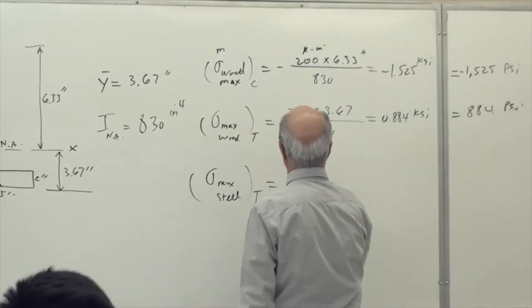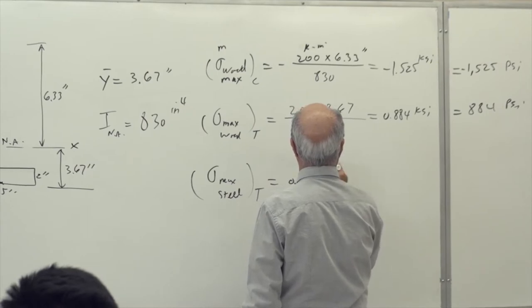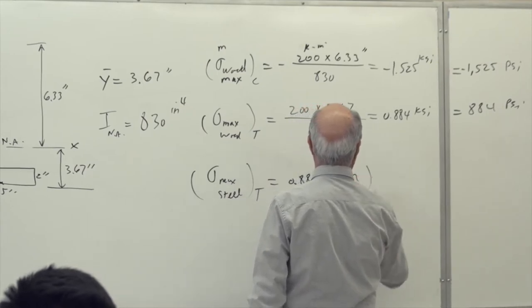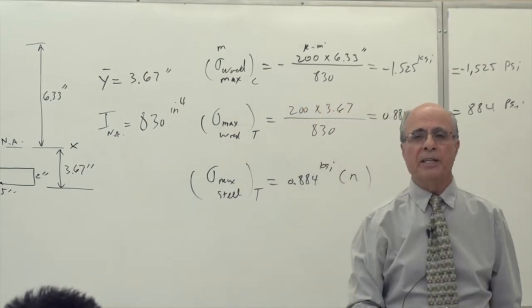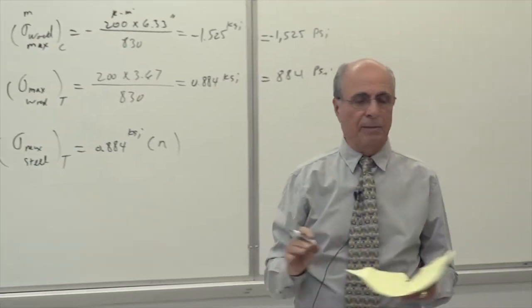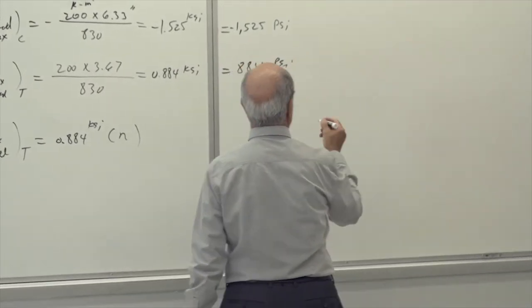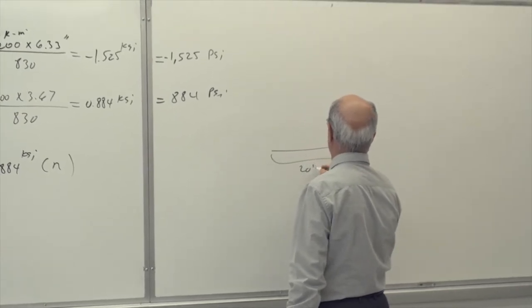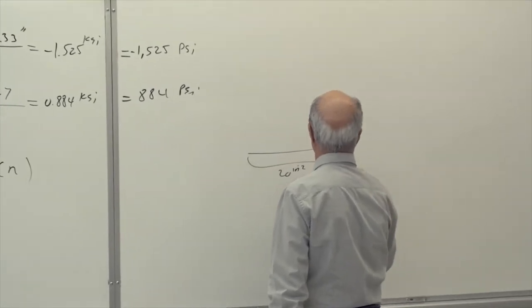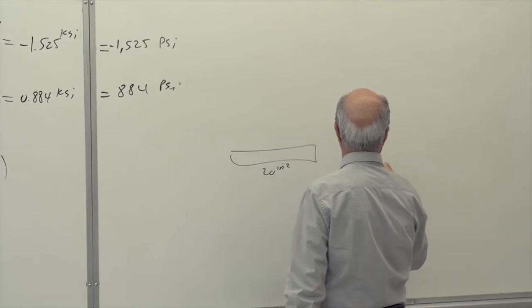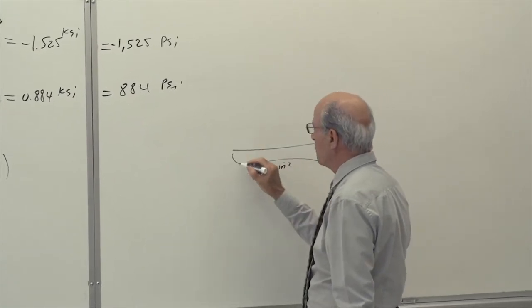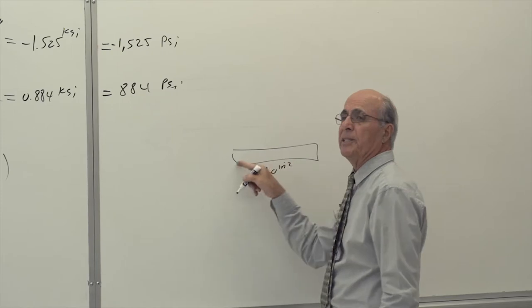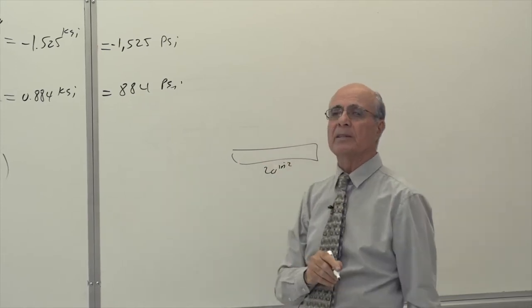So 20 square inches of wood equal 1 square inch of steel, therefore all you have to do, get that point, 0.884 ksi, and multiply it by n. 20 square inches suddenly become 1 square inch. But here you have 884, 20 times, and you have to put it all there. Is that correct or not?